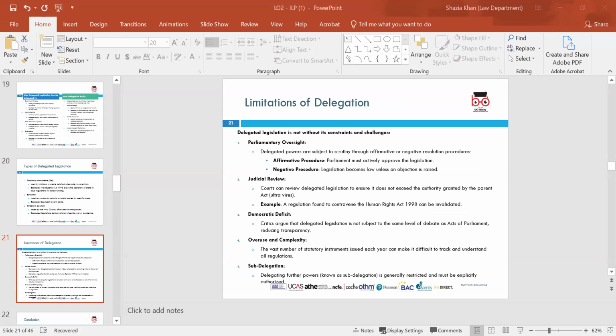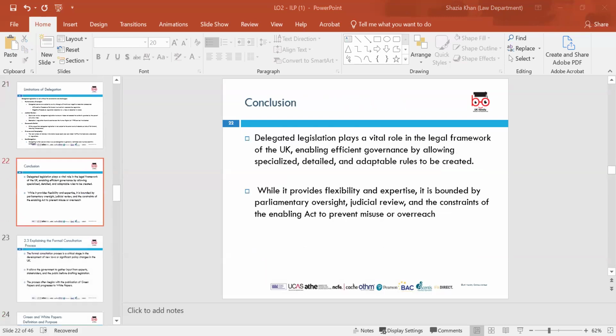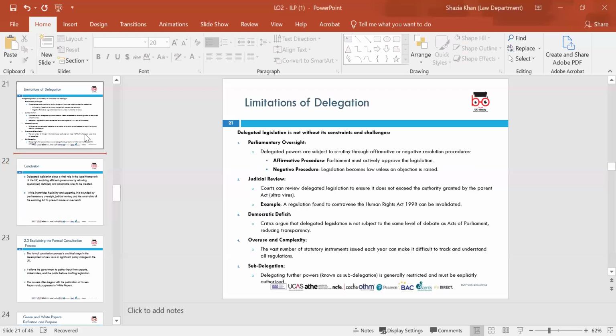So the limitations are: delegated legislation is not without constraints and challenges. There are many problems with both the delegation of powers to make delegated legislation and the scrutiny of statutory instruments that arise from these powers. There are different elements that work with it.